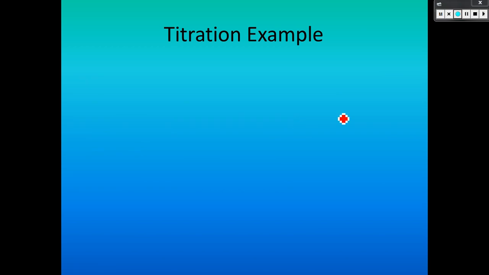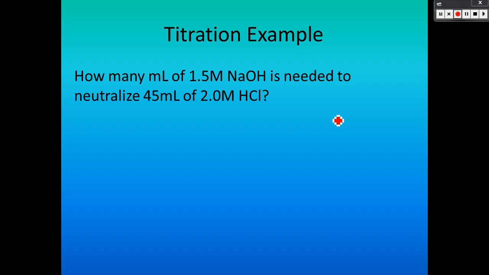So here's another titration example. How many milliliters of 1.5 molar NaOH is needed to neutralize 45 milliliters of 2.0 molar HCl? Sorry, a lot of my students are going to think HCl too, and they should know better. So, see if you can figure this one out. This is now what I was talking about, like you've got kind of an unknown situation here. How much do you need?